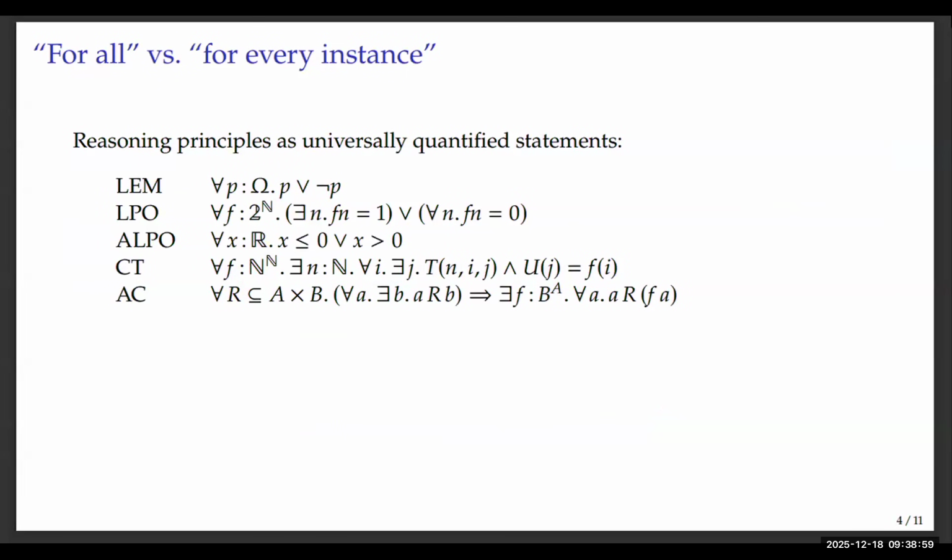Okay, so let us first clarify an important difference here, which is the following. Reasoning principles, when they're usually written as universally quantified statements, especially in higher order logic or topos logic or in type theory, the natural way to state them is as universal statements. I'm not going to go through all of them. All you have to observe here is that there is a for all in the beginning.